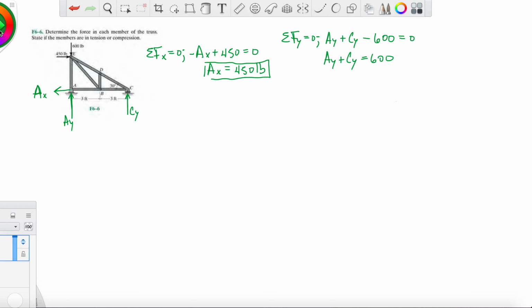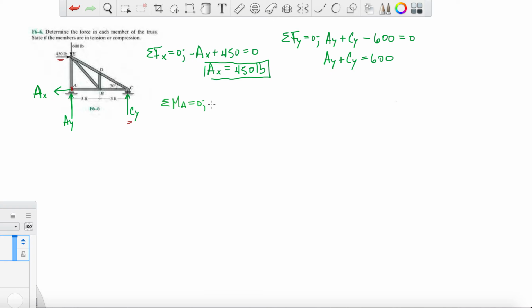Why did I pick A? There are two forces acting at A, Ay and Ax, so those don't cause any moment. The 600 pounds goes straight down, pushing down on A, so no rotation and no moments. So I only have to deal with this one and this one. So let's do the sum of moments about A equals 0.